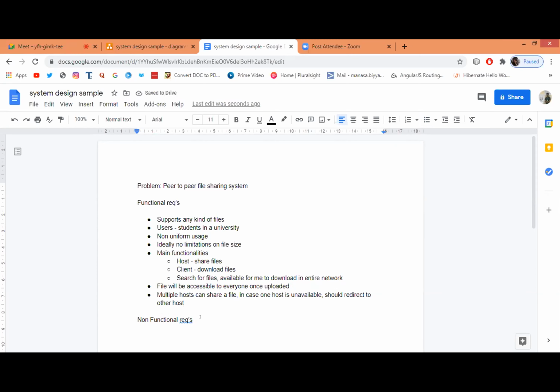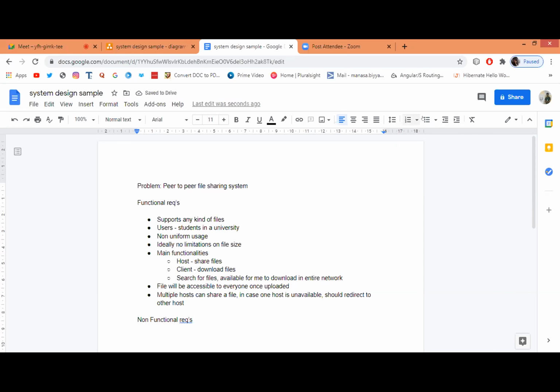Okay. So that means we need some mechanism. Multiple people can host the same file, and we need a mechanism to identify whether two files are the same or not, right? Yeah. Okay. And let's keep it simple for now.